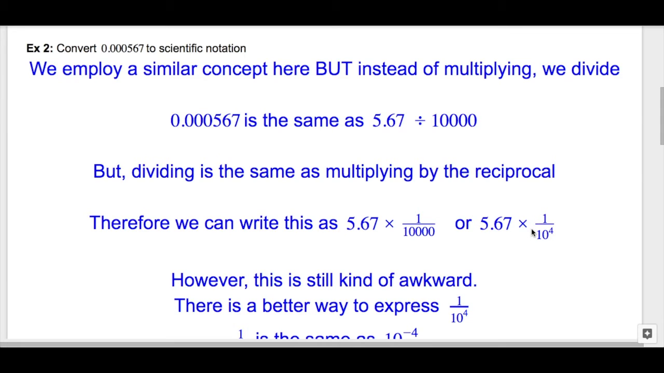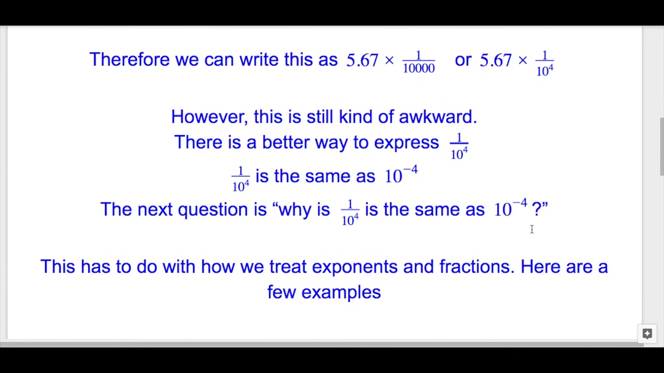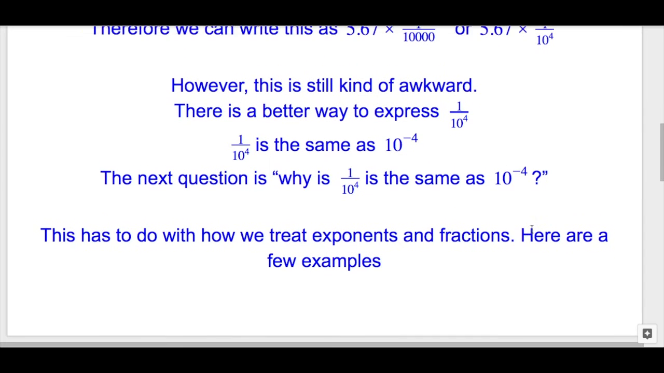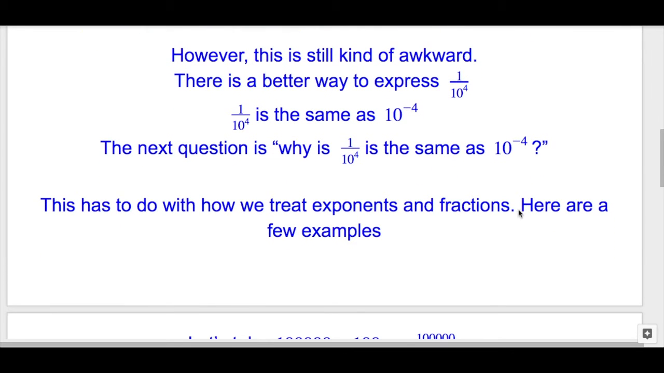So what we need to do is express this in a more compact version in scientific notation. But before we do that, we have to explain how we can convert that into a proper notation. Let's take a look at this. 1 divided by 10 to the 4 is actually the same as 10 to the negative 4. Now the question is, why is that? Why are they the same?